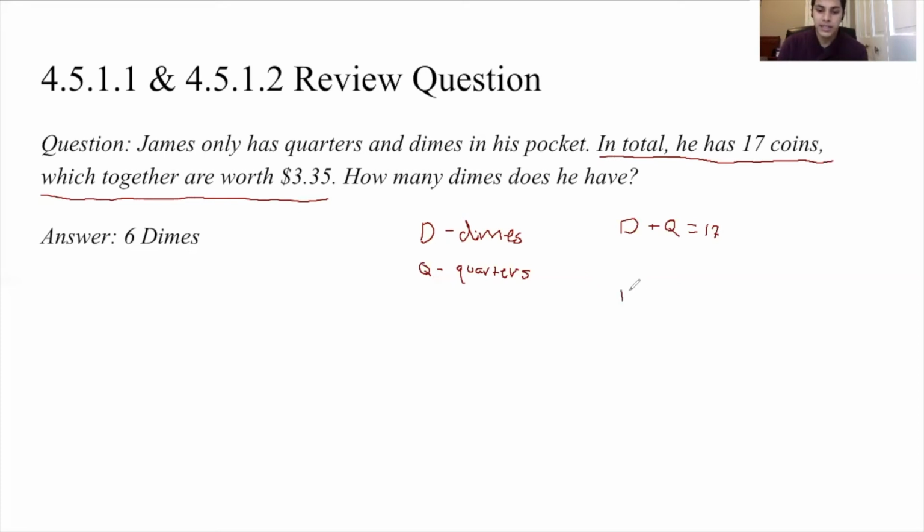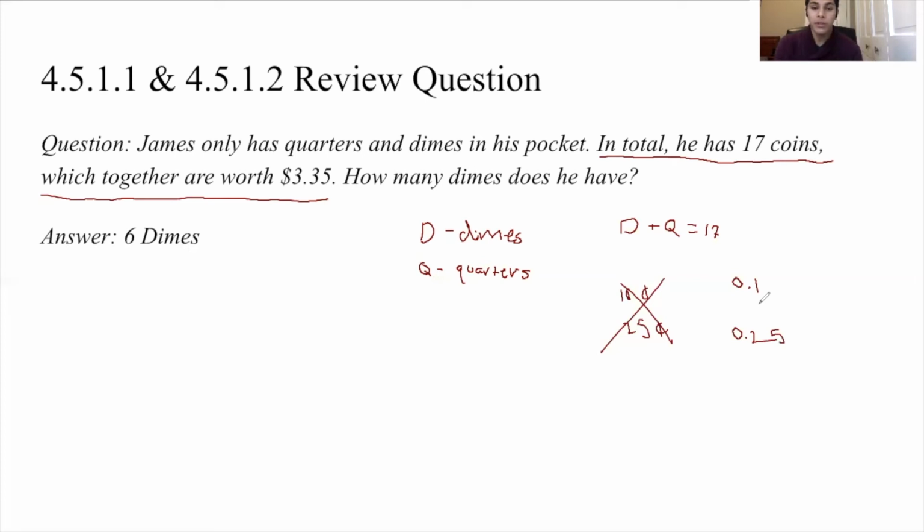Dimes are worth 10 cents, and quarters are worth 25 cents. But we can't write them as 10 and 25 in this question, because it says they are worth $3.35 total. If it said 335 cents, then we could use 10 cents and 25 cents, but it says $3.35, so we need to represent this in terms of dollars. So 10 cents is $0.1 and 25 cents is $0.25. That's how much the dime and the quarter are worth respectively.